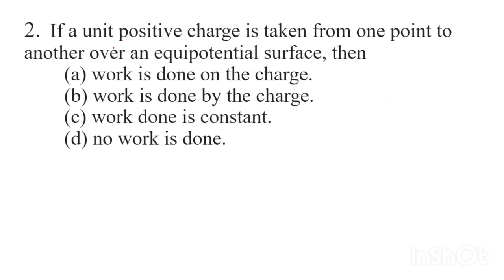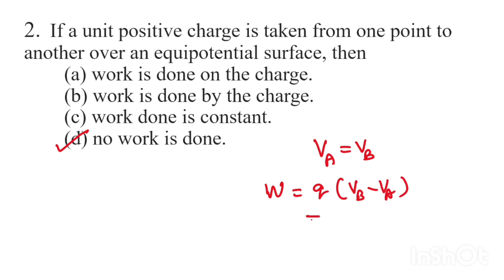Now second, if unit positive charge is taken from one point to another over an equipotential surface, then no work is done because on equipotential surface potentials are same. So the work done equal to Q into VB minus VA, and if potentials are same, then this will be cancelled out because we put VA minus VA, and this cancelled, so work done is 0. So correct option is D.